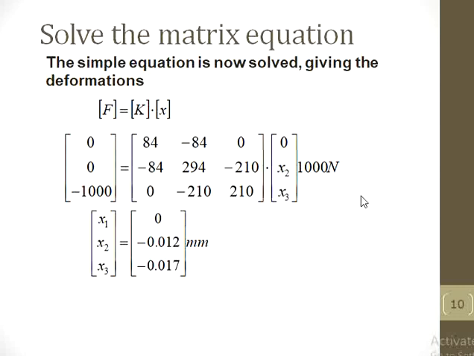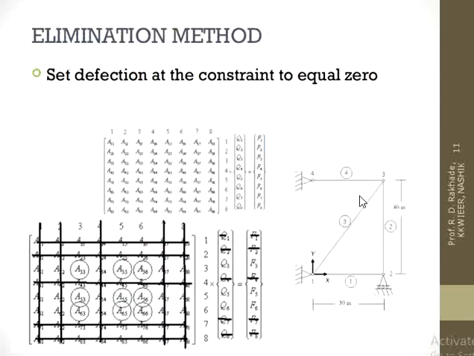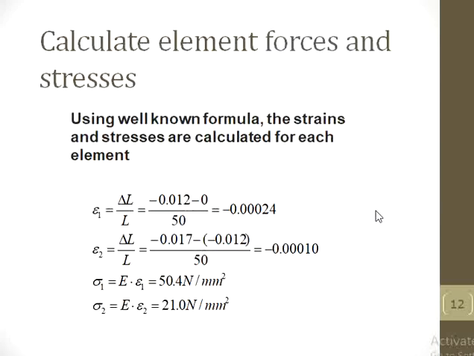We just simplify the given matrix and convert it into simultaneous equations to find the unknowns. There is no restriction on which method you can apply. You can apply the elimination approach and you can apply the penalty approach also, but generally most people use the elimination approach. Then if you know the displacement, we can calculate the respective strain in each element and stresses.